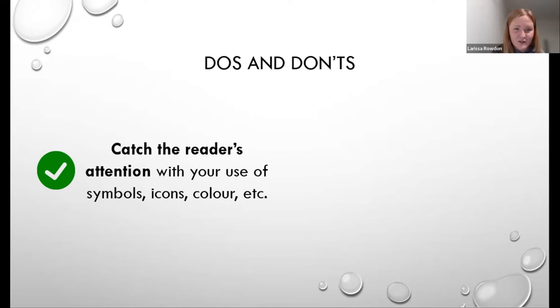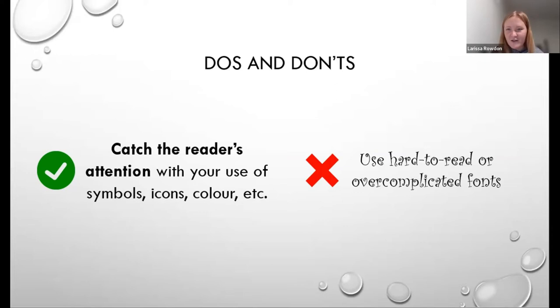So you want to try and catch your reader's attention. You can do this with your use of symbols, icons, color, the text as well, whether that's different colors for different words or bolding, even just trying to minimize the text to draw attention to images or different concepts. At the same time, you want to make sure that you're avoiding any hard to read or overcomplicated fonts. In a lot of cases, the journal that you're submitting to might even give you explicit instructions as to which fonts are acceptable or not. So it's really important to check out those guidelines and whatever the journal says ahead of time.